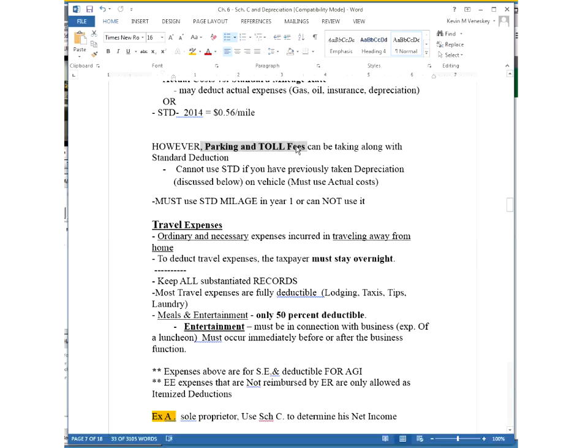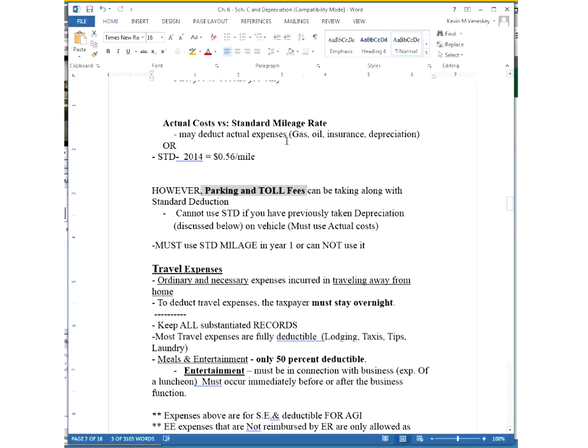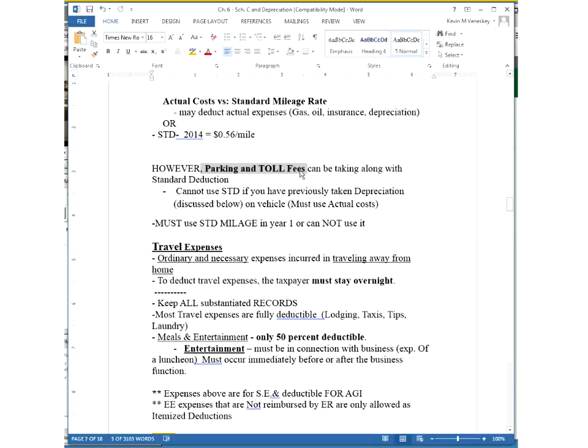Notice that one of the exceptions is parking and tolls. Even though you do take the standard mileage rate, they do allow you to tack on to that, whatever your standard mileage rate is, any parking and tolls fees in addition.